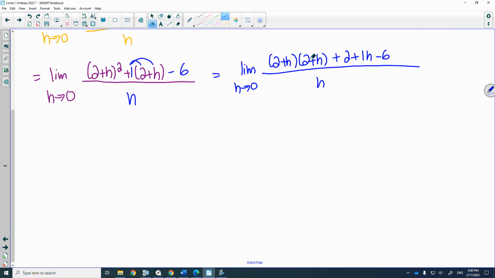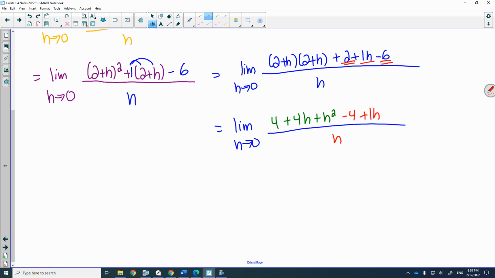Let's expand using the distributive property. So the limit as h approaches 0, that will be 2 times 2 is 4, and then plus 2h plus 2h, so I'm just going to write plus 4h plus h squared. Over here, I'm going to combine 2 minus 6 to be minus 4, and then bring down that plus 1h all over h. Remember that if we substituted in h is 0, we'd have an indeterminate form. So we want to get rid of that by algebraically being able to cancel something, because I can't put h as 0 here.